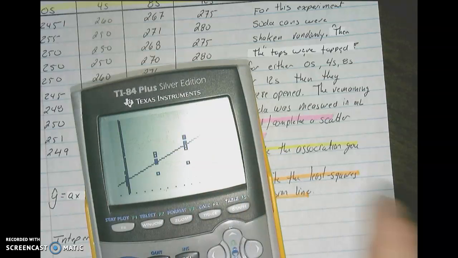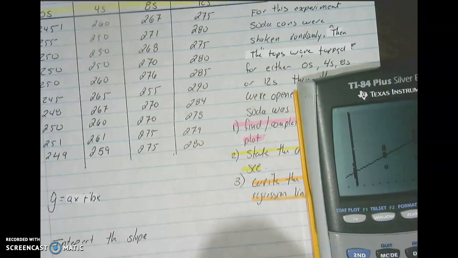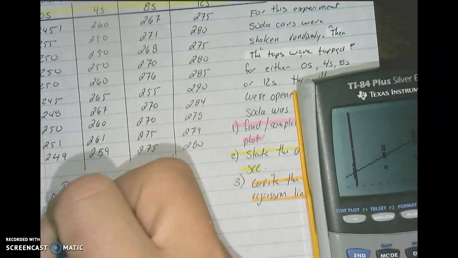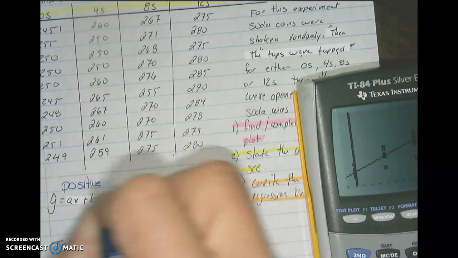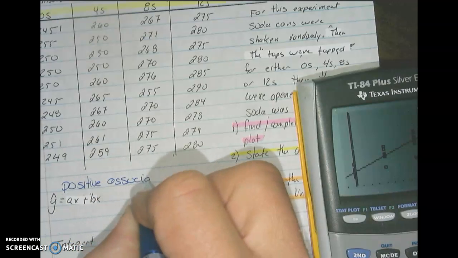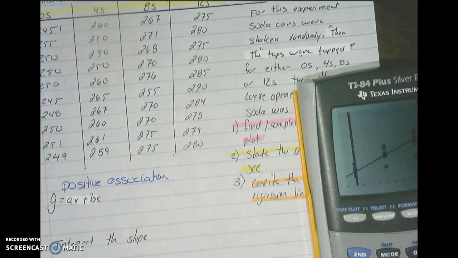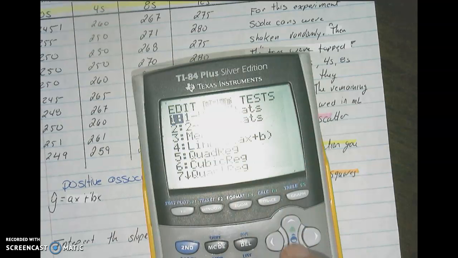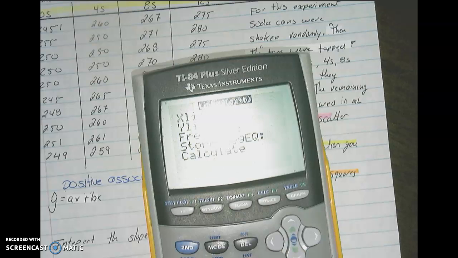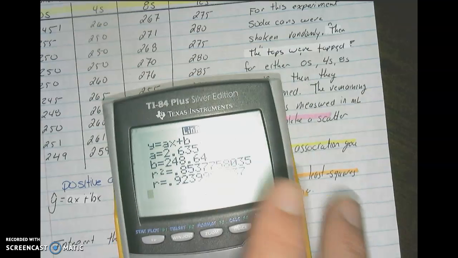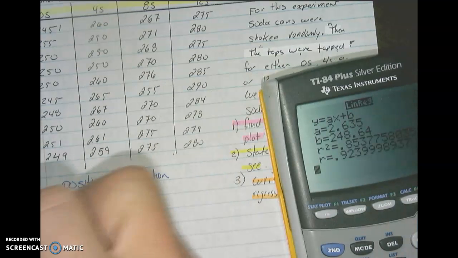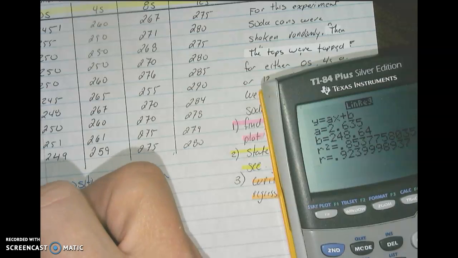I asked you to state your association. So what association do we see? Yep. How can we say that it's strong? Okay, so we're going to go back and use our r value, which is right here. It's close to 1. It fits into our parameters we talked about. So this is a strong positive association.